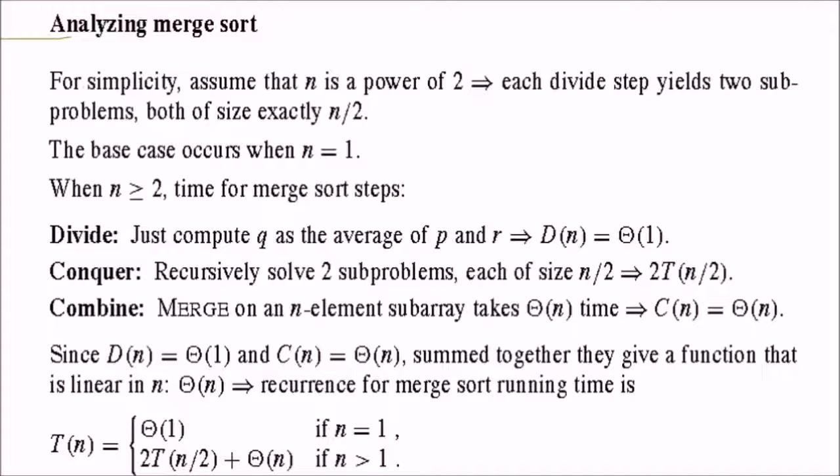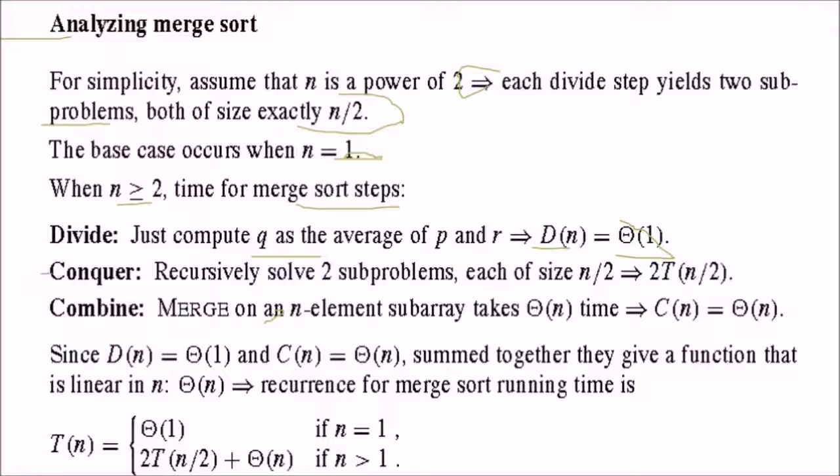So for simplicity, let's just assume right now that n is a power of 2. So a and b will both be 2. Each divide step yields 2 subproblems, both of exactly n/2 size. The base case occurs when n equals 1, but when n grows, that is n greater than 1, then the time for the merge sort step: we divide, compute q as just the average of p plus r by 2, that is D(n). So order of 1 time it is going to take for dividing.